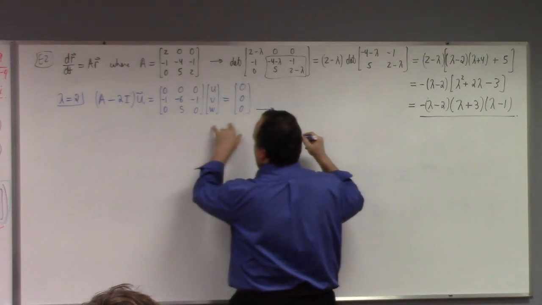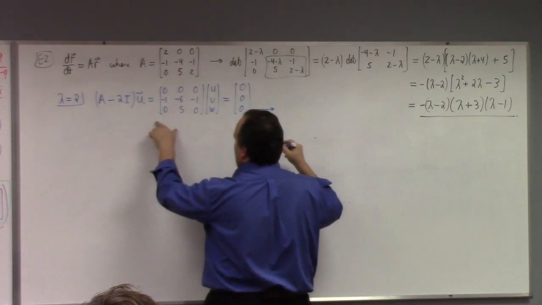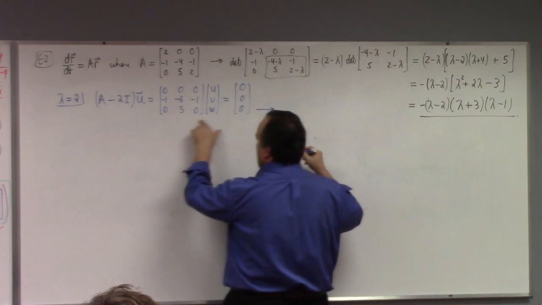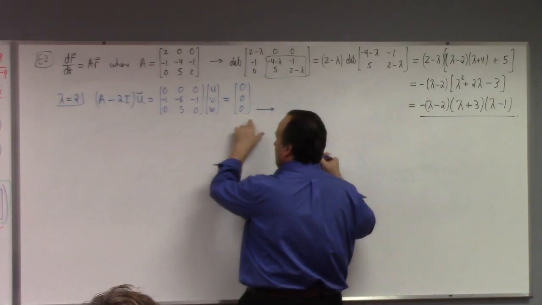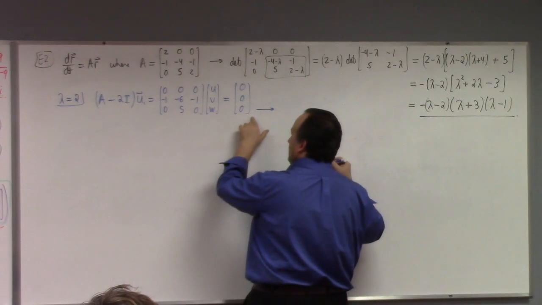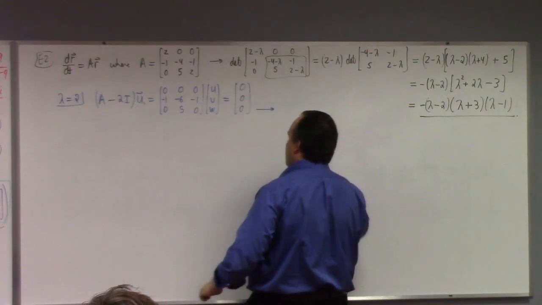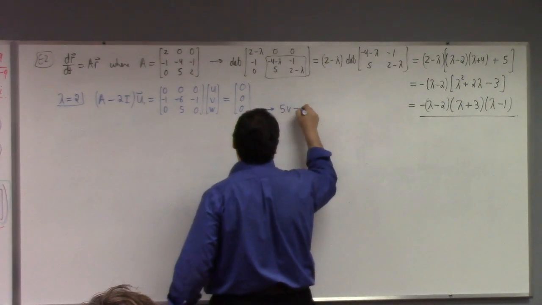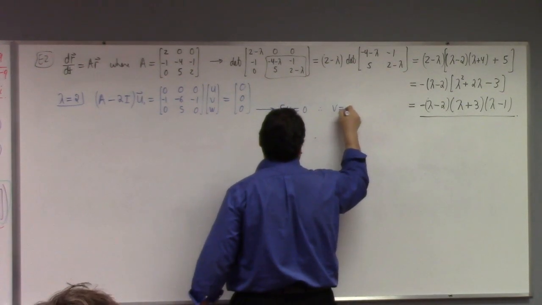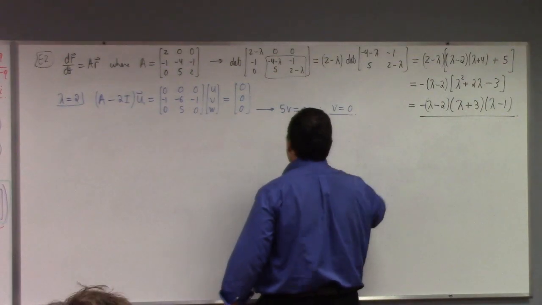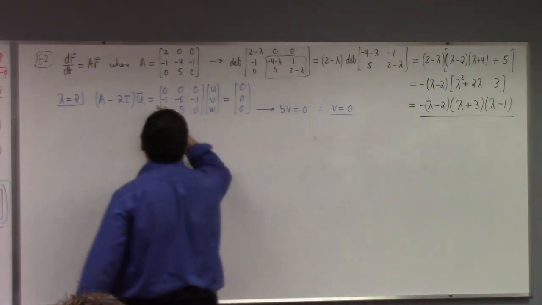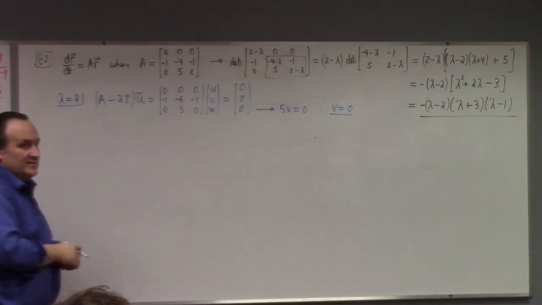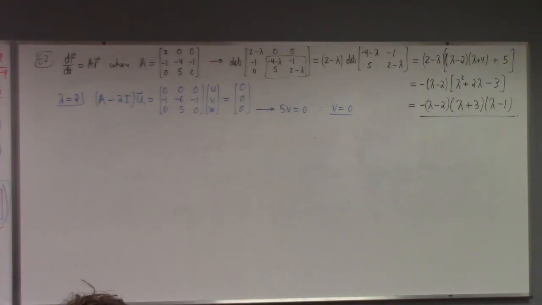This is inescapable. What's it say about the vector UVW? 5v equal to what? So therefore v is 0. Hold on to that one. That's helpful. Now, how about the first equation? First equation says 0 equals 0. Do we care about that? Not even a little. We're going to ignore that one.